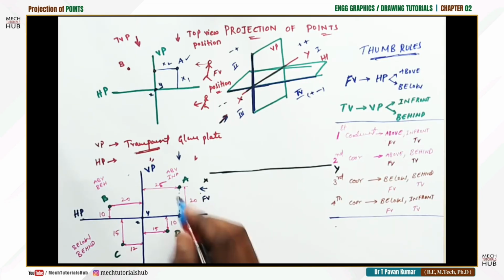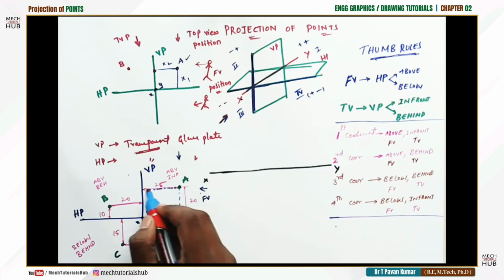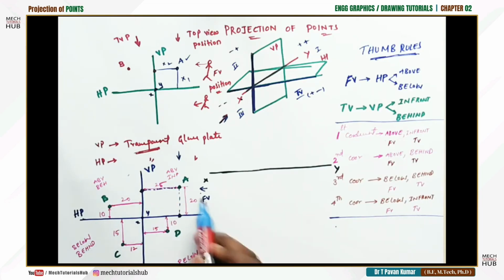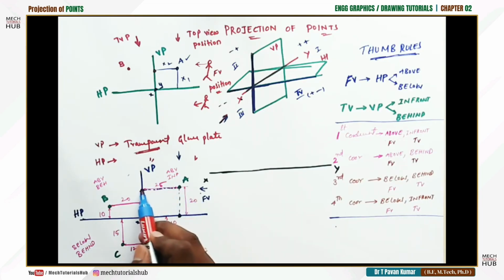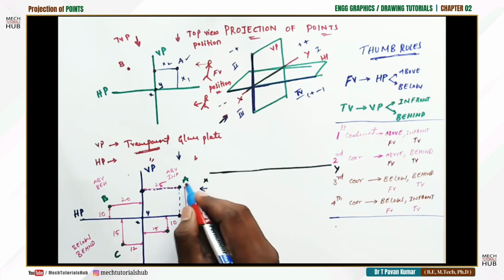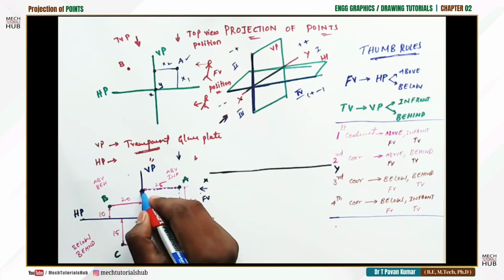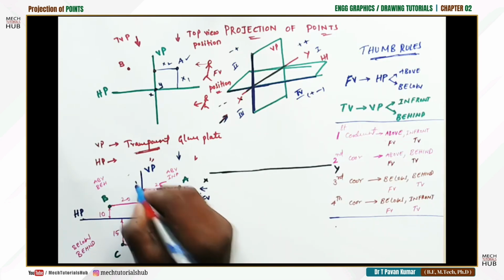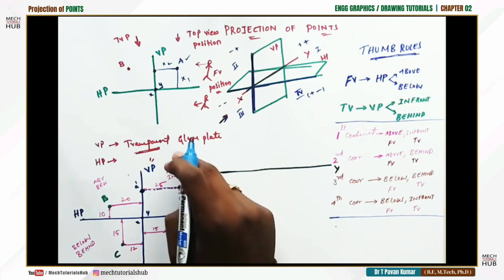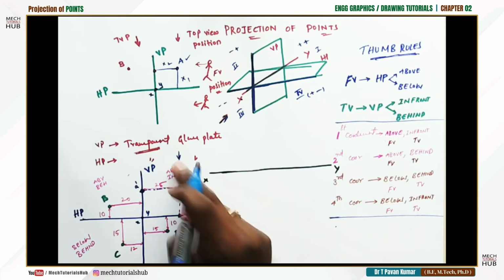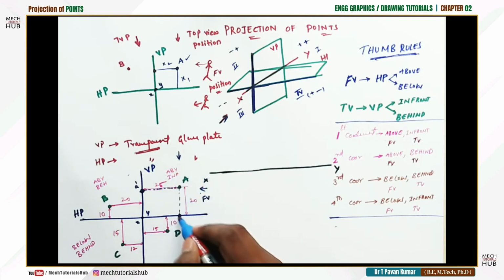When I view from the front, the projection of this point is going to fall on the vertical plane. When the projection is falling on the vertical plane, the name of the point is A, capital A. Here I can name it as small a prime. Similarly, when I view from the top view position, the projection is going to be on the horizontal plane. So the top view is set as A only.